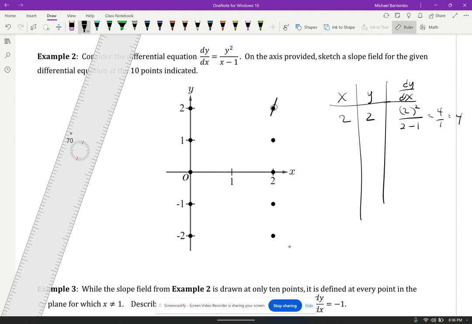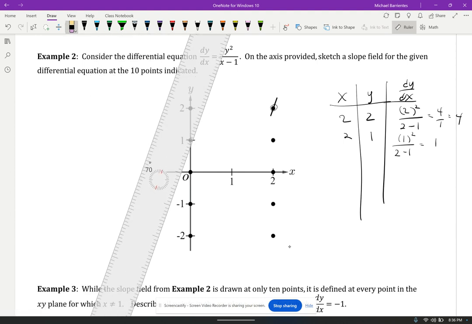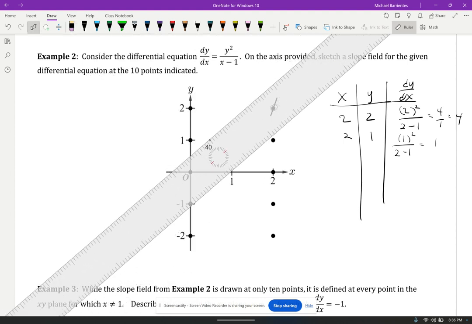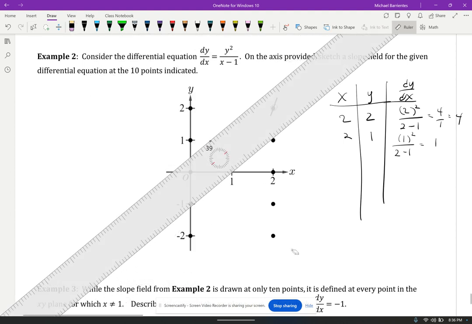Next, x equals 2 and y equals 1. So that's 1 squared over 2 minus 1, and that's 1. Great. Align that this way. So this is the slope of rise 1 over 1.